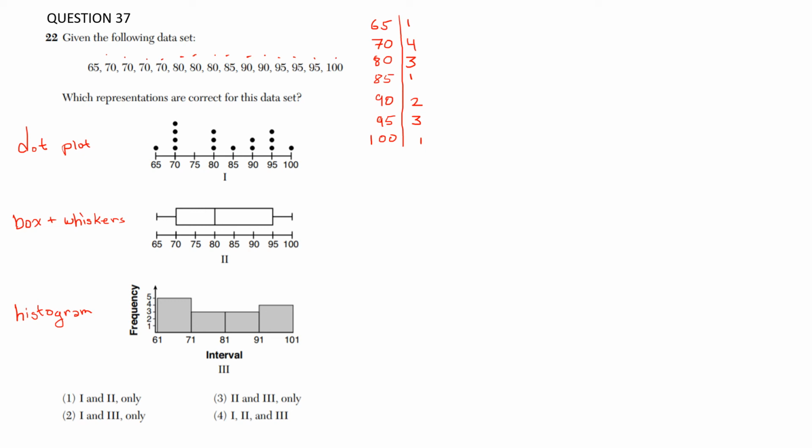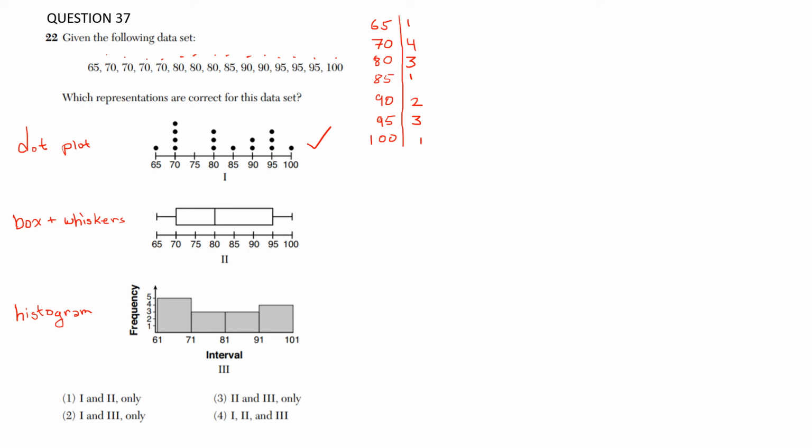So let's see if the dot plot accurately reflects this. 1 65, 4 70s, that's correct, 3 80s correct, 1 85 correct, 2 90s correct, 3 95 is correct, and then 1 100, which is correct. So representation 1 is good. And I'm going to quickly skip over the box and whiskers and come back to it. Let's look at the histogram quickly.